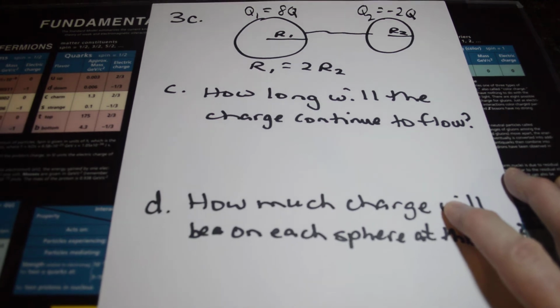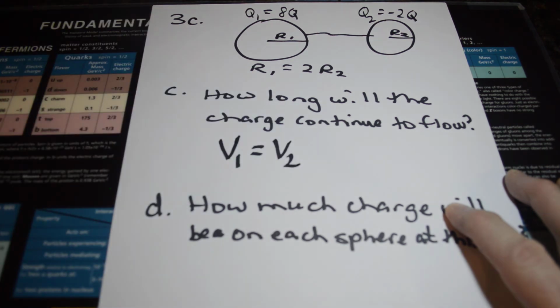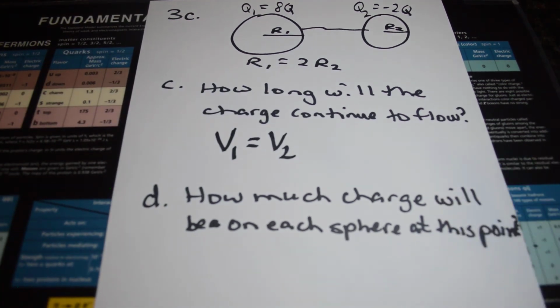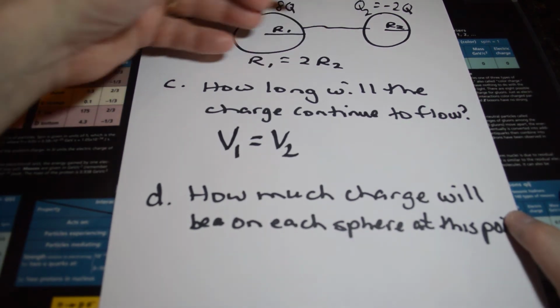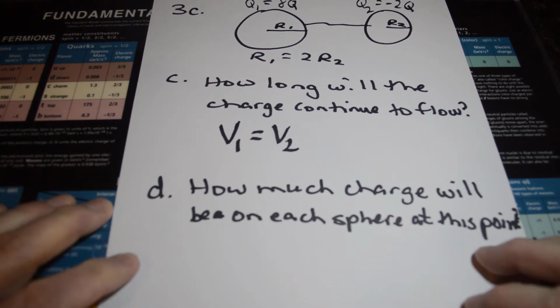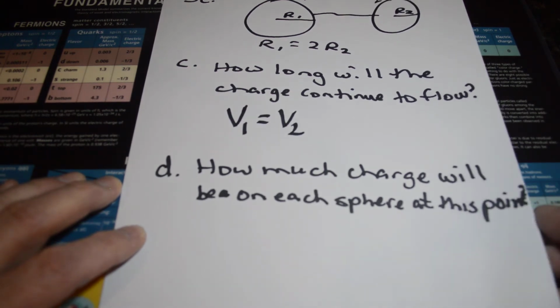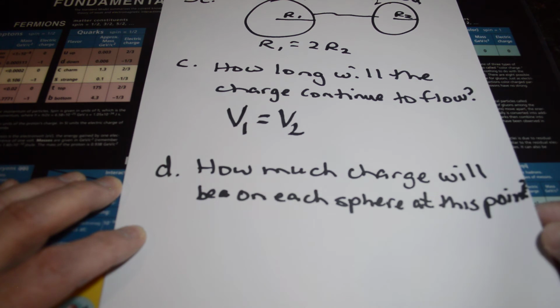Well, the answer is that it's going to continue to flow until the potential on each is equal to one another. So until the electric potential equals, that's when the charge will stop flowing. It's not when they equalize charge, because these two spheres are different sizes. If you had two charged spheres of the same size, they would probably go until they neutralize each other's net positive and net negative charge. But in this case, it will be when the electric potentials are the same. And then the last question is, how much charge will be on each sphere when they stop flowing?